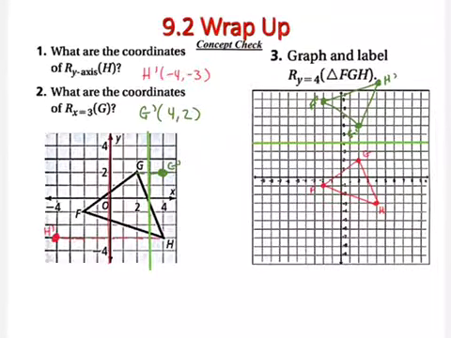So for number 1, you should have gotten H prime is -4, -3. For number 2, G prime is 4, 2. And for 3, you see that you have your reflection across the line y equals 4, which is a horizontal line at 4. H prime goes off the grid slightly, but that's okay. But you see that you have a mirror copy of one another because you flip the shape across the line.